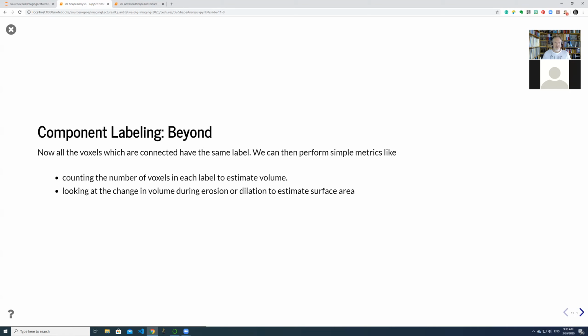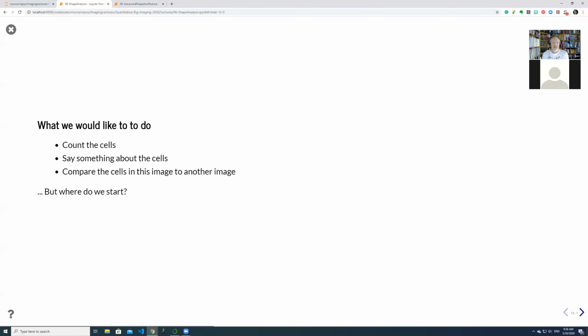So let's see what we can do with them. We have all our labels of the objects. So now we can start counting voxels in each label and get the volume using, for example, a histogram, as I said before. Or we can see what happens when we do erosion and dilation, because that will actually change the surface area and volume when you do this. So now, when we have all these objects, we can start counting cells. That's a very easy one. Essentially just count how many labels you have, then you have your number of cells.